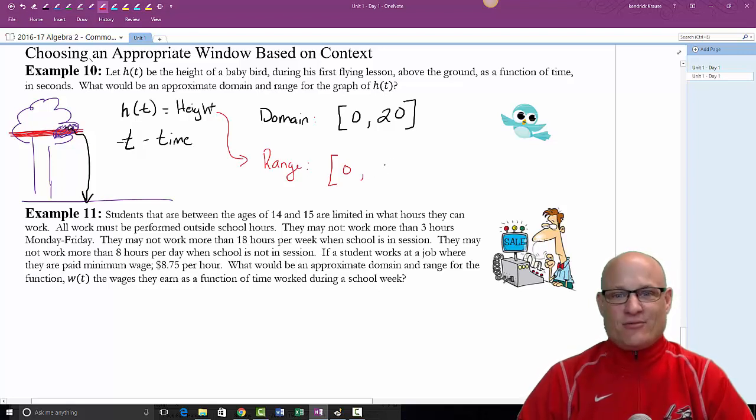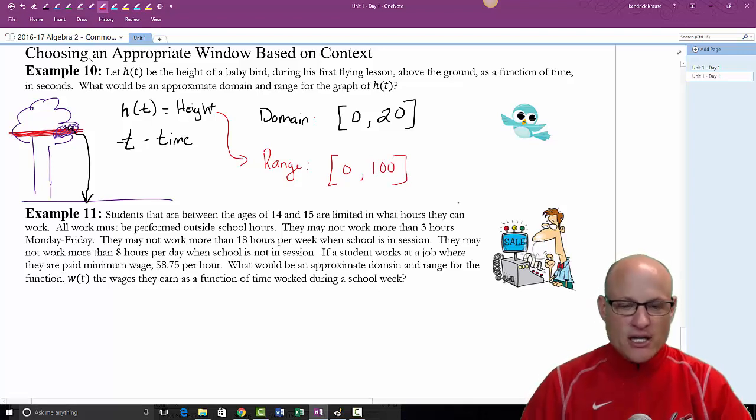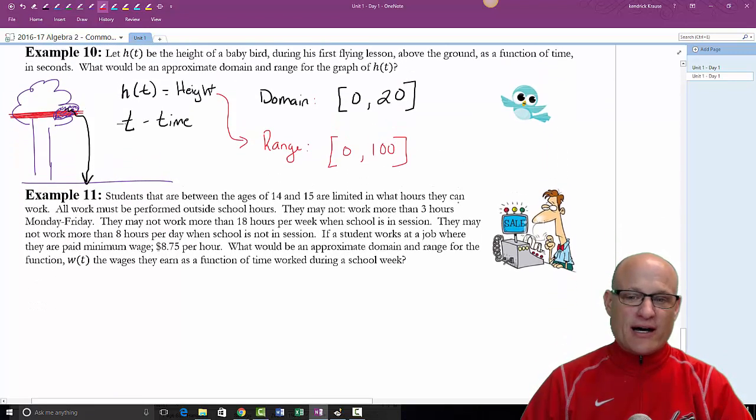I don't know. What does it start out? 120 feet? 200 feet? I'm going to go 100 feet. I'm going to say no bird would put their little baby more than 100 feet in the air for its first flying lesson. I don't know. Again, you could argue that. Generally, many problems will have a more descriptive idea about that.